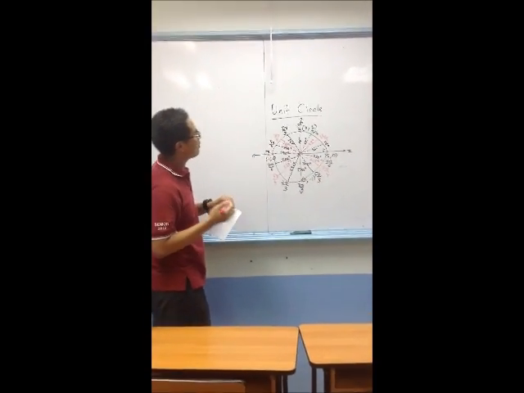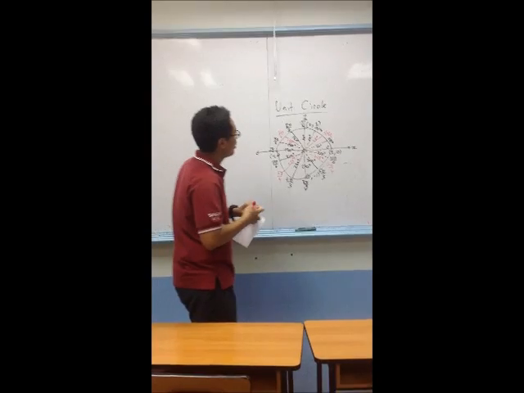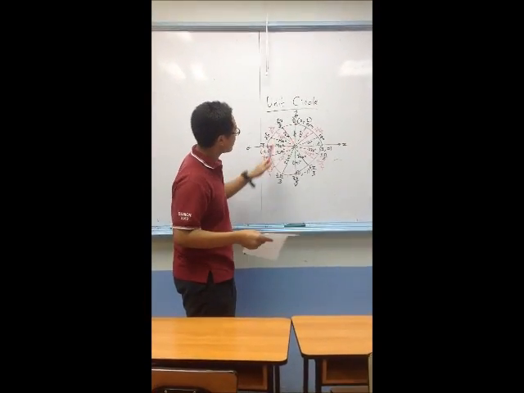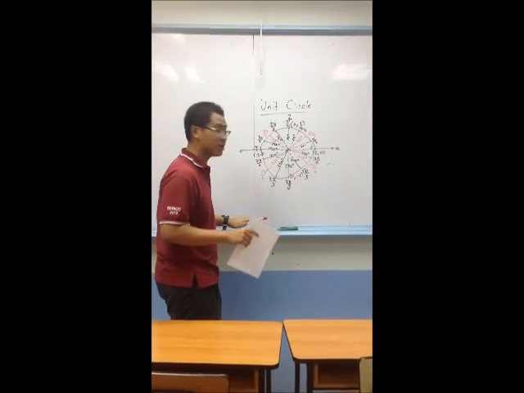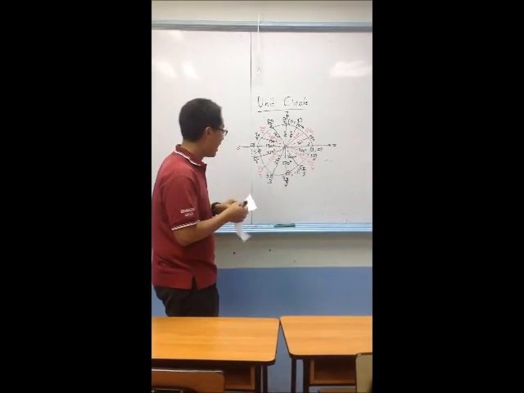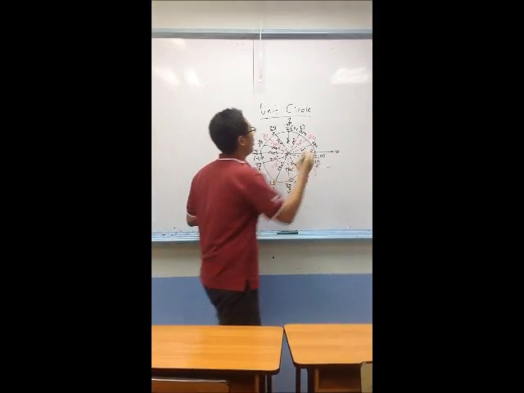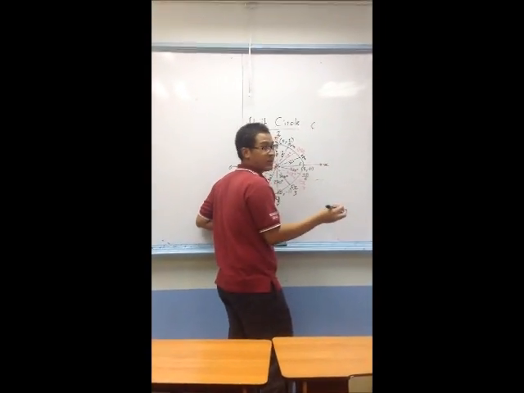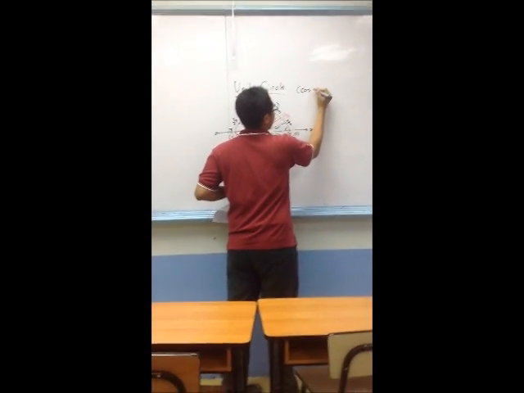Okay? So basically we know how to label the degrees here, both in radians and in regular degrees. Now, let's look at the coordinates. For the unit circle, the x coordinate is going to be cosine.